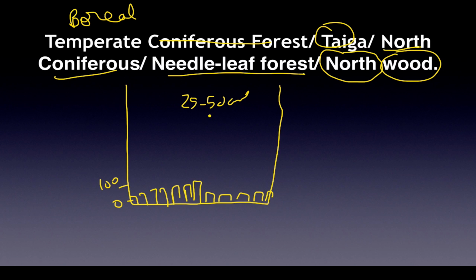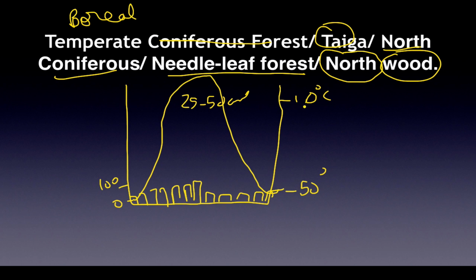But now comes the important point. See the temperature variation. Let's assume there is -50, and let's say there is 10 degrees. So the temperature variation will be huge. It will be like this. It can go below -50 and it can go above 10 degrees Celsius. So this is a characteristic feature of the temperate coniferous forest. Please remember this curve, it will help you.